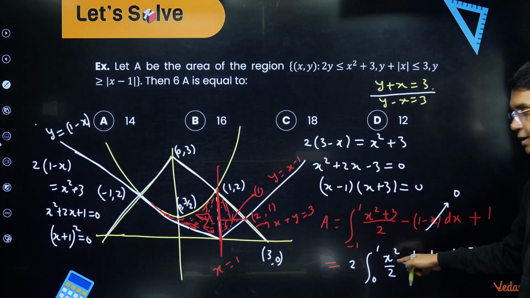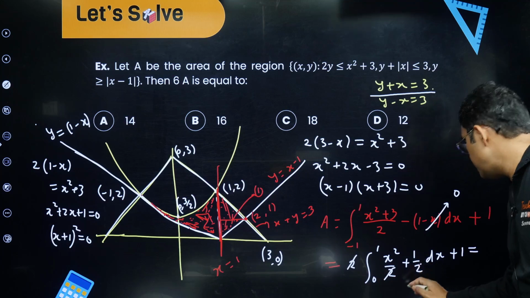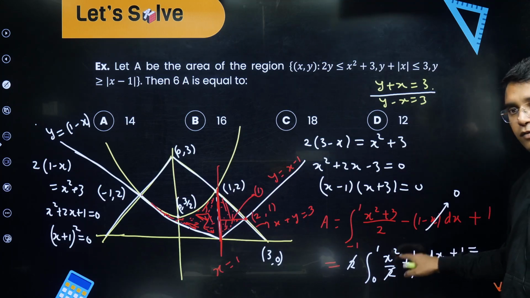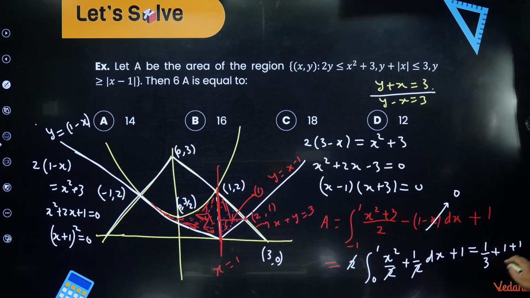So this will be x cube, and let's do one thing. This 2 will cancel this thing. The integration of x² is x³/3. Putting 1 will give you 1/3, plus x, putting 1 will give you just 1, plus 1. The final answer should be 2 + 1/3, so 7/3 I think.